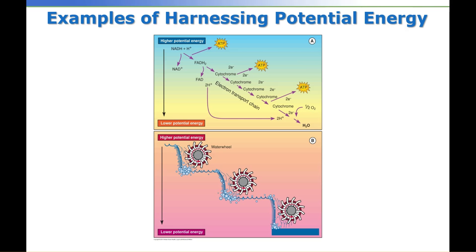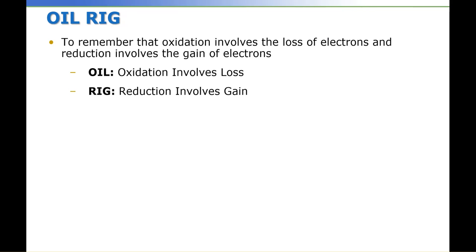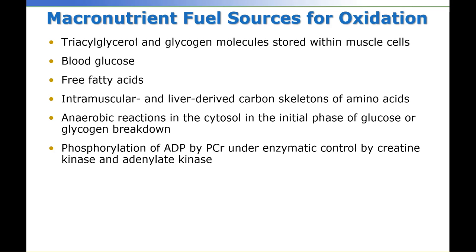So you're either breaking down the macronutrients, carbs, fats, and proteins, or you're storing them. When you're storing them, that's when you're gaining electrons. So that's what this says. OIL RIG, basically. Oxidation involves loss of electrons, which releases energy, and reduction involves gaining electrons, which is building up energy. It's the easiest way to say it.